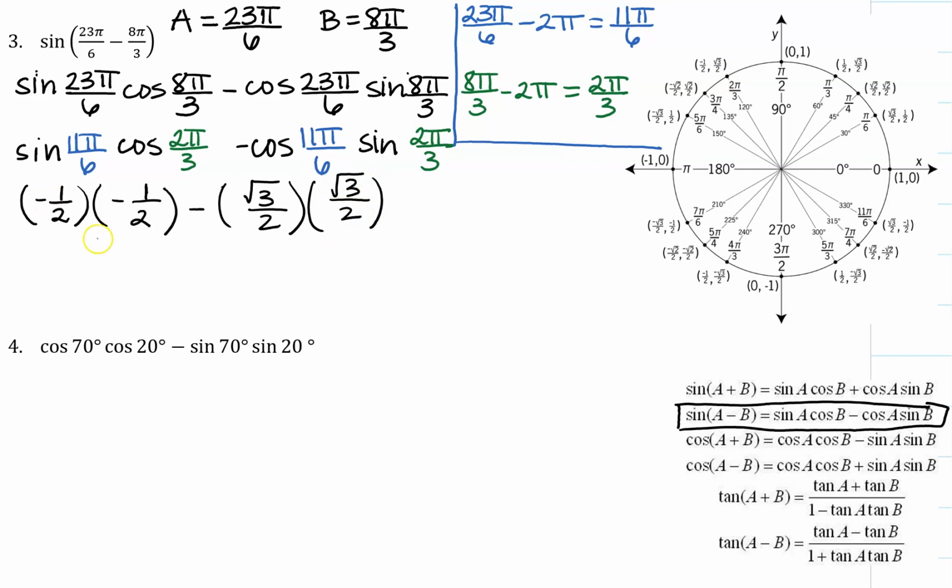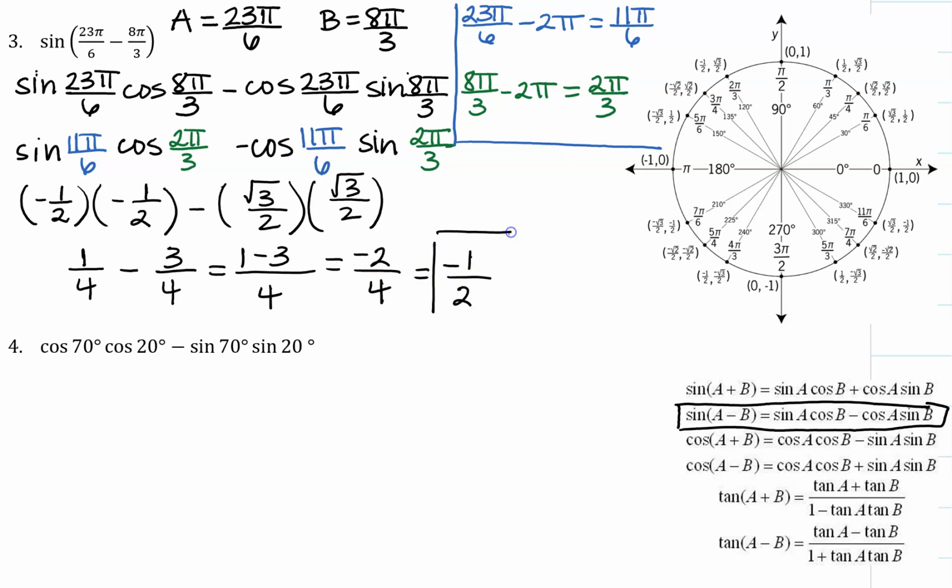Multiplying these fractions straight across the top and straight across the bottom, negative 1 times negative 1 is a positive 1. 2 times 2 is 4. And then we are subtracting. Root 3 times root 3 is 3. And 2 times 2 is 4. And so we are left with 1/4 minus 3/4. We already have a common denominator, which is 4. We have 1 minus 3 in the numerator, which is equal to negative 2. And negative 2 over 4 simplifies to negative 1/2, which is our final answer for number 3.